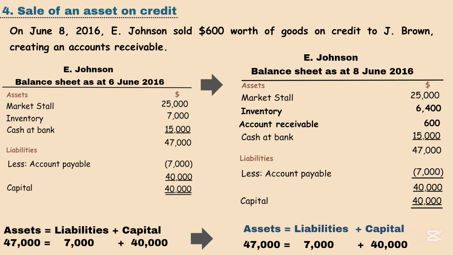Sale of an asset on credit. On June 8, 2016, E. Johnson sold $600 worth of goods on credit to J. Brown, creating an account receivable. Now, in this transaction on June 8, assets remain at $47,000, but their breakdown changes. Inventory decreases by $600 because goods were sold, but at the same time, accounts receivable increases by $600 since payment is yet to be received.